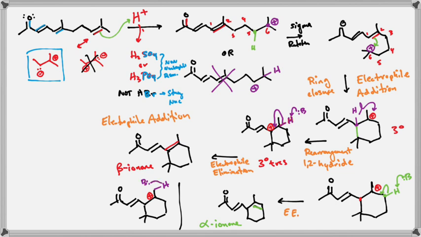So our base can come in and remove that hydrogen. I tried to make this as uncrowded as possible, but I fully understand that this is crowded. It looks even more crowded when you zoom out and see everything, which is what you guys get to look at. I'm sorry. And we get our gamma ionone.